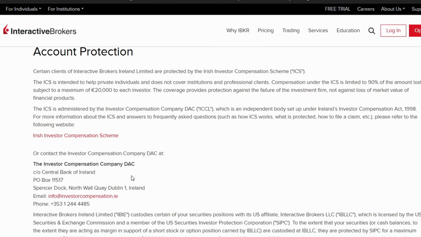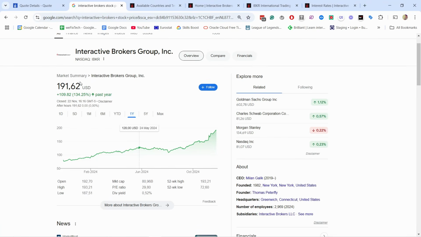So basically you get the same protections as Trading212, but IB is a publicly traded company in the US, and that means you can dig deep into their financials and see how they're doing and if they are in any type of financial trouble, because you do want to know if there's any issues.